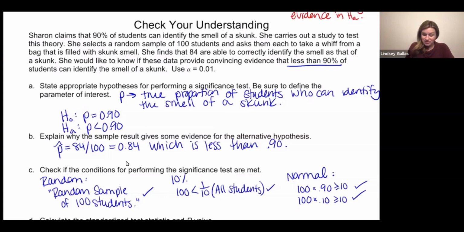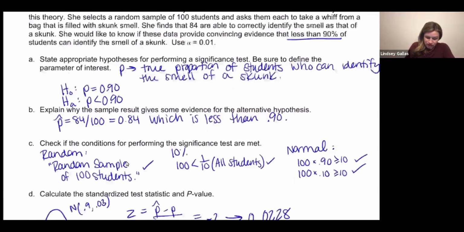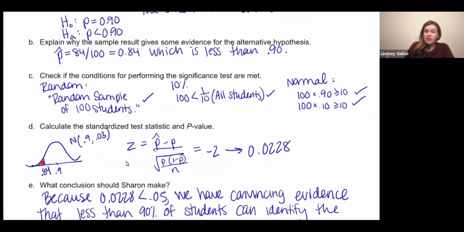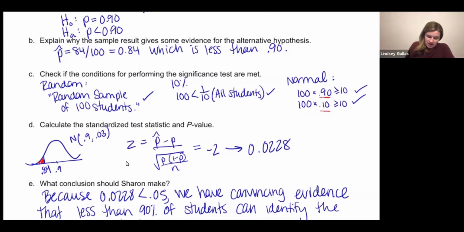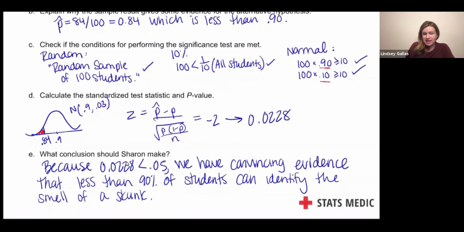B, why do we have some evidence? Well, from her sample, 84 out of 100 could identify the smell. Well, 84 out of 100 is 84%. That's less than 90%. So I at least have some evidence because I am below 90%. C, we're checking conditions. The big thing here is just making sure that when you're checking the normal condition, make sure you are using P and not P hat. D, calculate standardized test statistic and p-value.